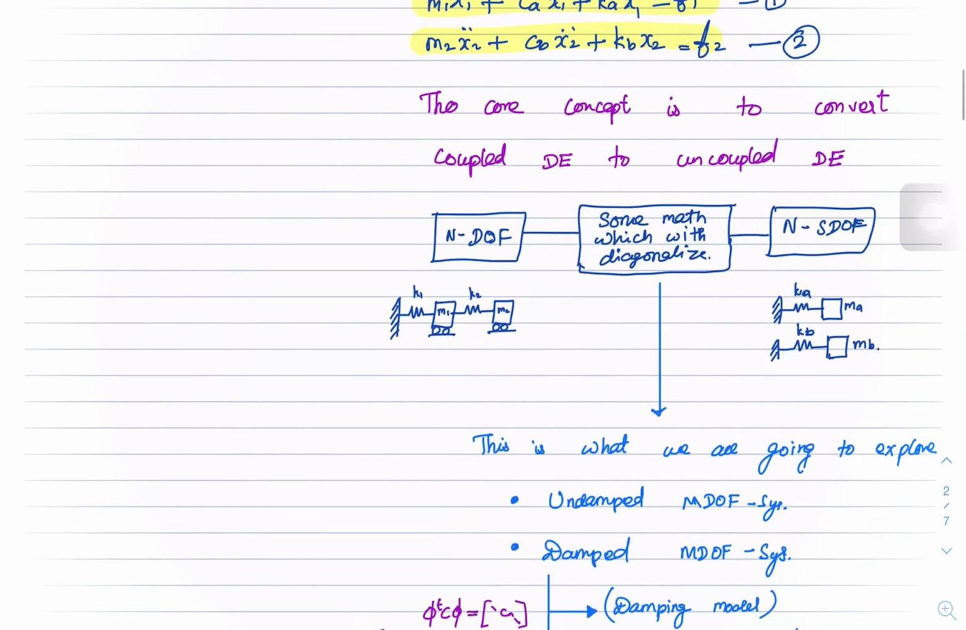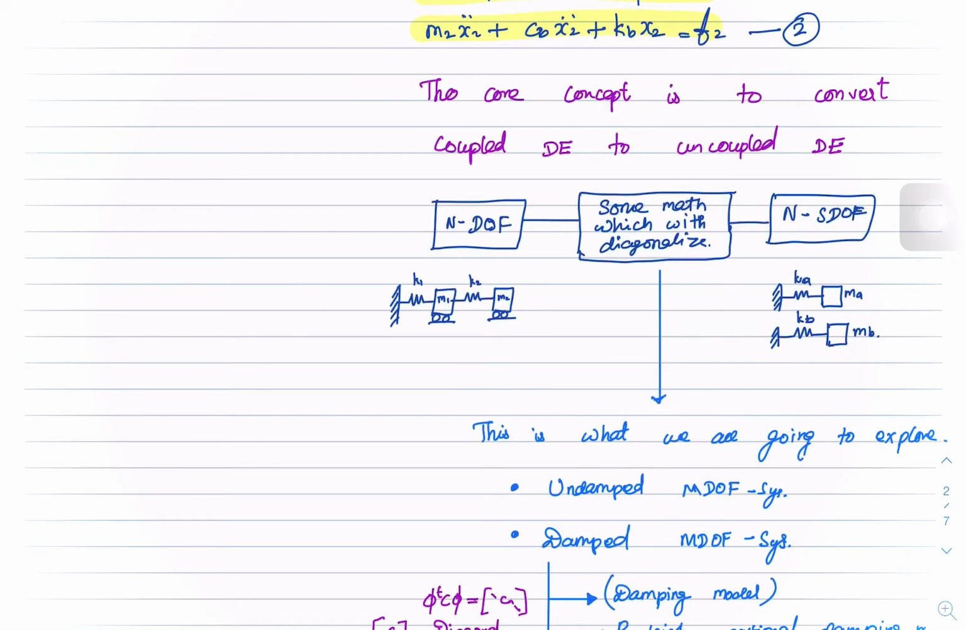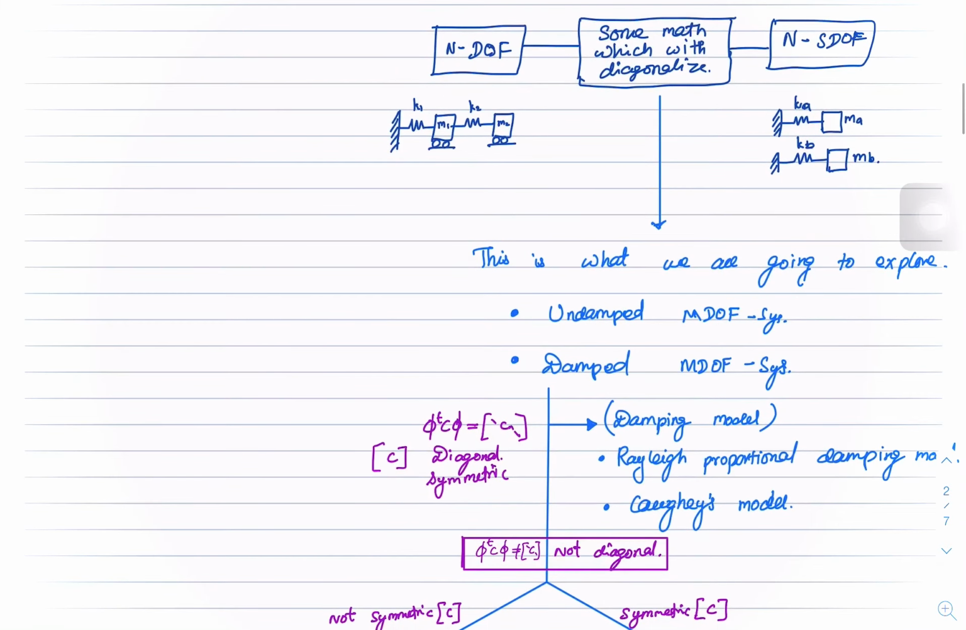Let's say you have an n degree of freedom system. We use some mathematical methods, namely diagonalization, to convert it into n single degree of freedom systems. This is what we are going to explore in further sections. So we will consider undamped multi-degree of freedom system, then we will do diagonalization, then we will consider damped multi-degree of freedom system, then we do diagonalization and convert into single degree of freedom system.